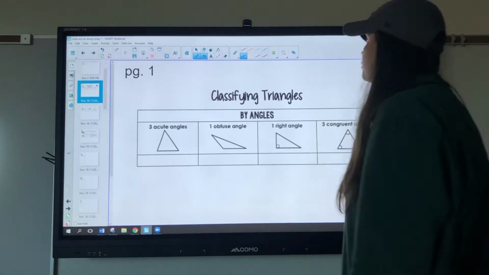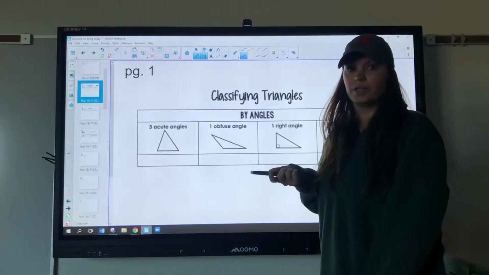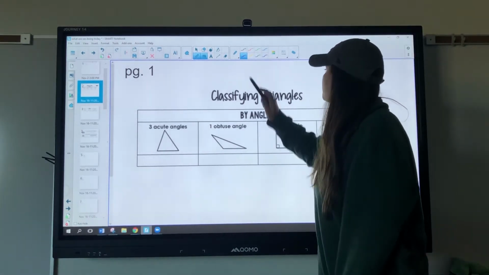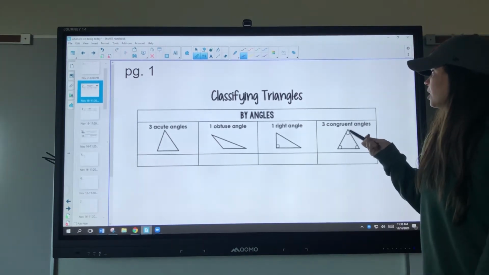Hi friends, this is your first lesson for chapter 4. It's on page 1 if you are a guided notes printer-outer. So let's review from middle school the types of triangles.